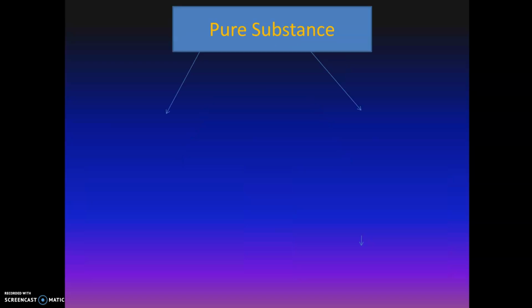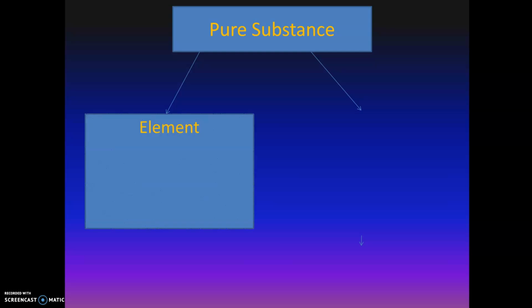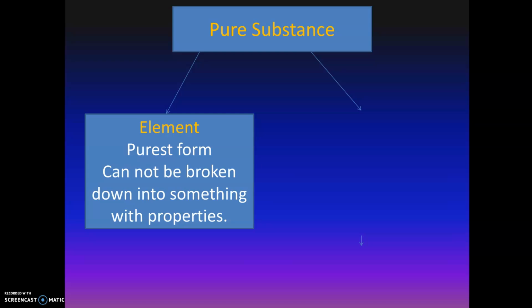Pure substance then can be broken down into a couple things. The purest thing that we have is an element. An element cannot be broken down into something that has physical properties. Okay, you can break it down maybe into protons, electrons, neutrons, but they do not have physical properties. So if you have 1 atom of gold, that piece of gold would look like a bar of gold.